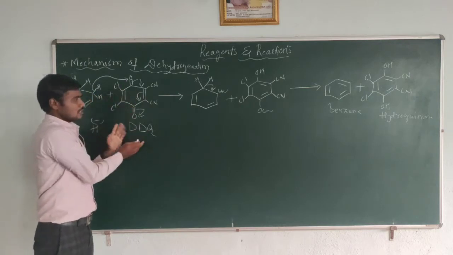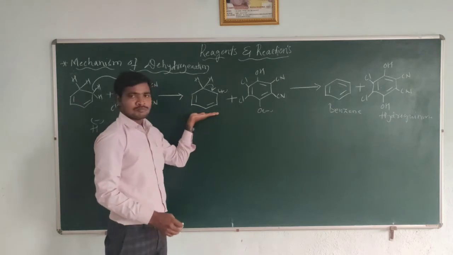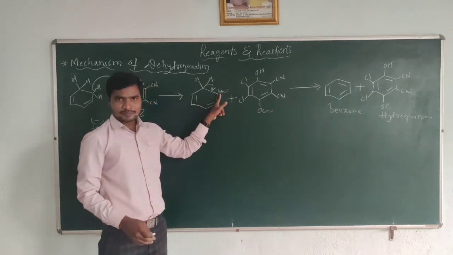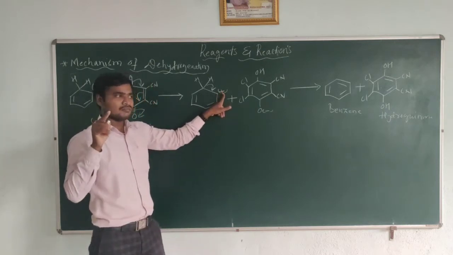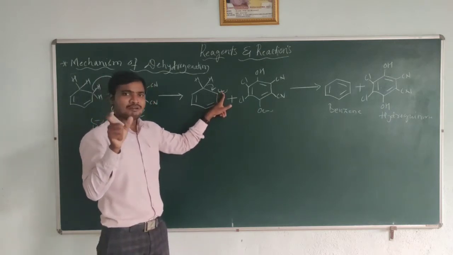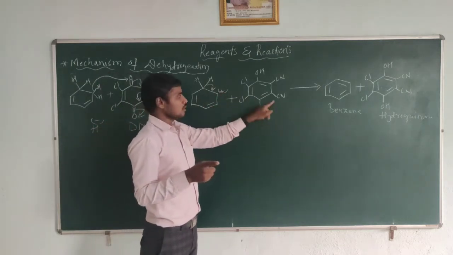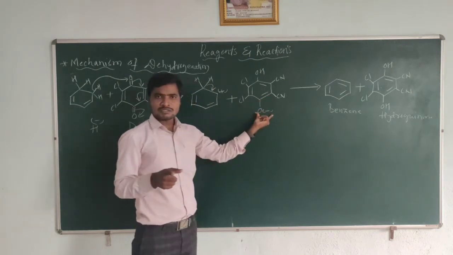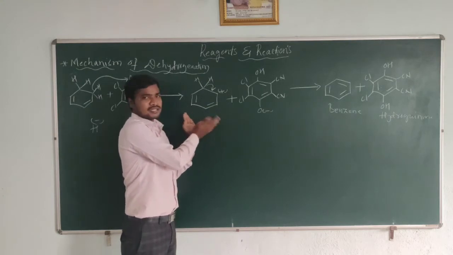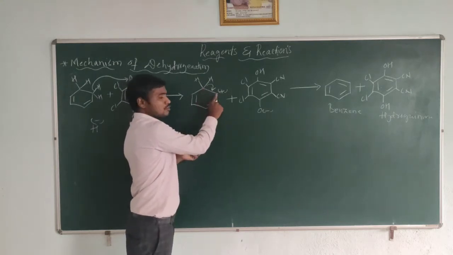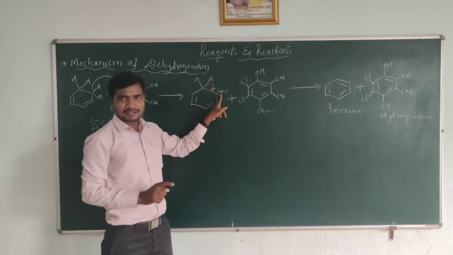So after resonance, DDQ converts into an oxygen anion and the reactant molecule converts into a carbocation. This carbocation means this positive charge shows a carbon with a deficiency of one bonding electron. So that bonding electron shifts to the DDQ molecule. Then DDQ converts into an oxygen anion. At this stage, the carbon neighboring the carbocation is ready to share its bonding electron with this carbocation.